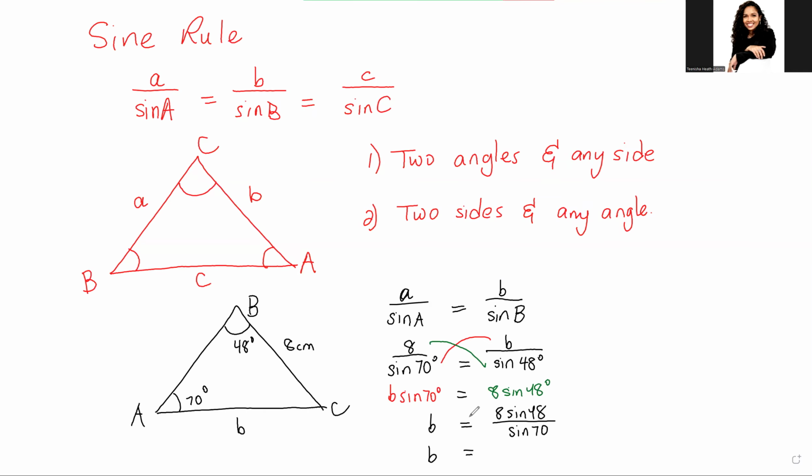We just do that on our calculators. Make sure your calculator is in the degree mode. If your calculator is in the radians mode, you're going to get a different answer. So you type it in exactly as is, 8 sine 48 divided by sine of 70, and you'll get 6.33 to 2 decimal places.